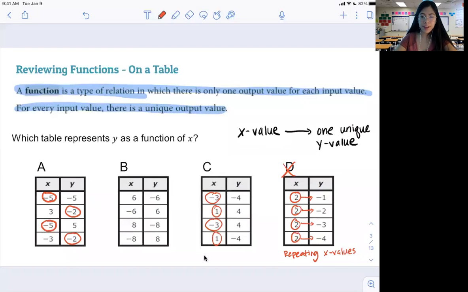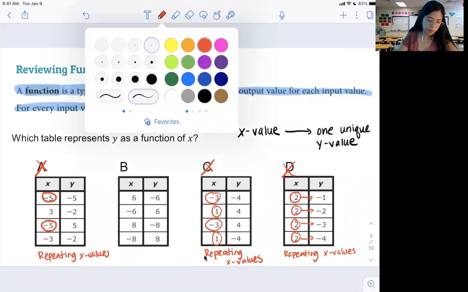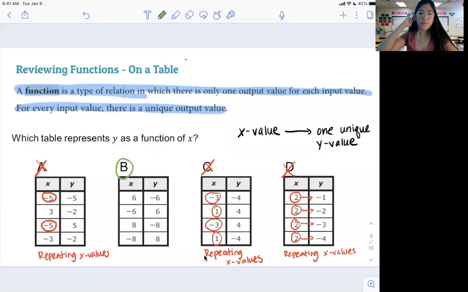Okay, so over here, repeating x values, not a function. And same thing with A, we have repeating x values. So this is also not a function. So the only one that works is answer choice B. Okay, we don't want any repeating input values. No repeating inputs.